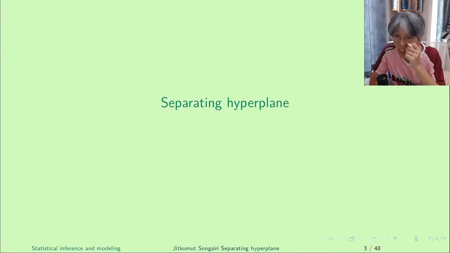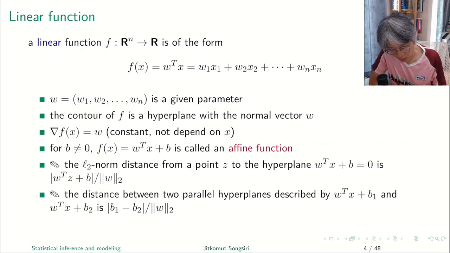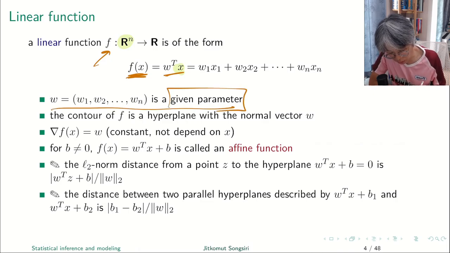hyperplane. We're going to start with a classifier that has a linear property, and that's why we should understand a little bit about linear functions. Now we work with R^n. Suppose your variable x is a vector in R^n, and then you have a scalar-valued function f that is linear. A linear function has the form w transpose x, or an inner product between a given vector w and your variable x, which is basically the sum of w_i x_i.